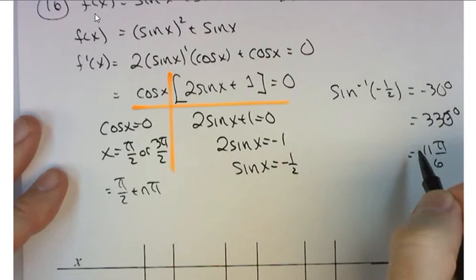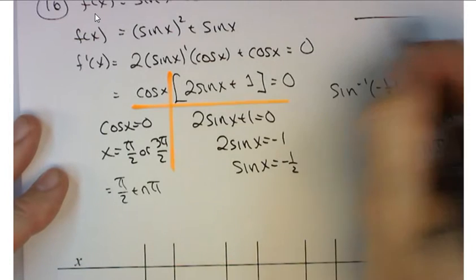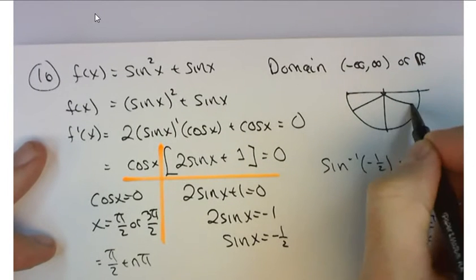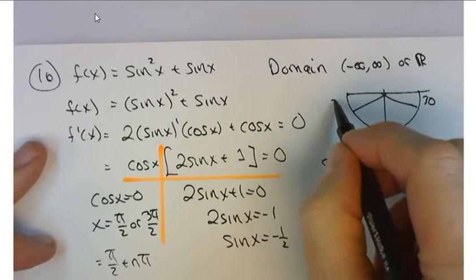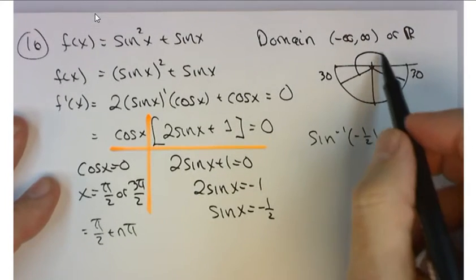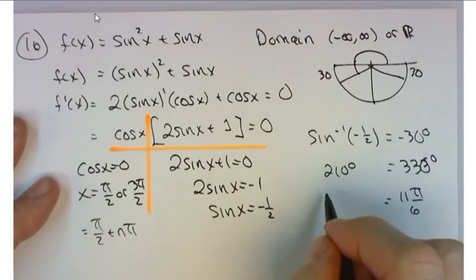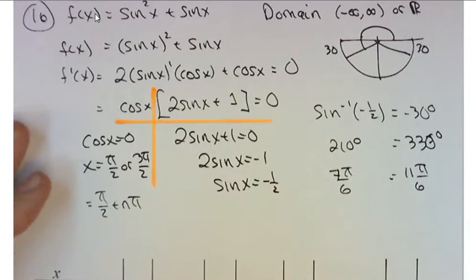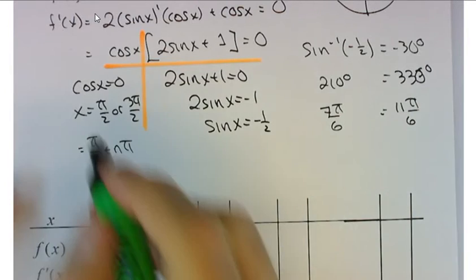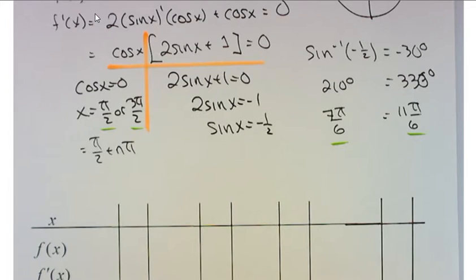There's another angle for which that works as well, and that other angle would be a little bit past, right here. So you've got 30 degrees here and 30 degrees here. So 180 plus 30 degrees is 210 degrees, and that's 7 pi over 6. So, wow, got a lot of points here. We've got 1, 2, 3, 4, and that's just in the interval 0 to 2 pi.